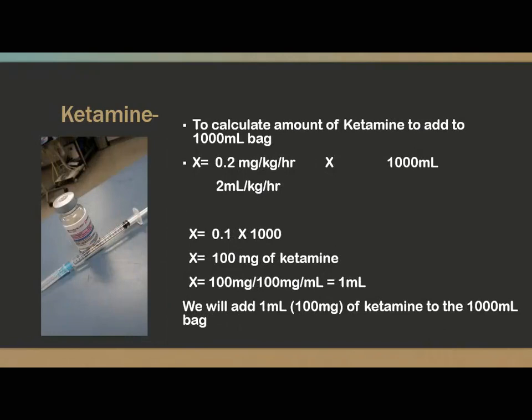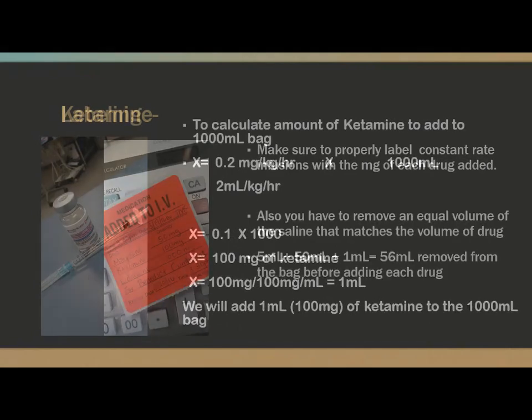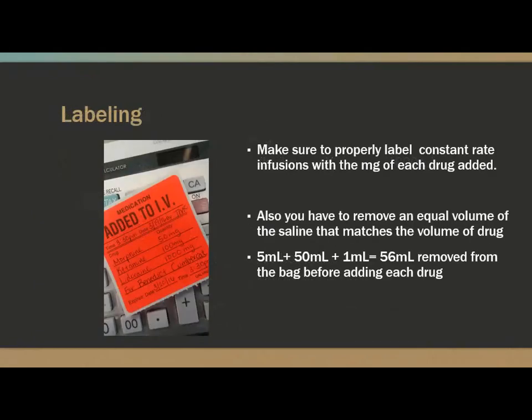So just be aware that for all of this volume that I'm going to be adding to the bag, I have to take out an equal part of saline. Okay? So for instance, if I have 5 mLs of morphine plus 50 mLs of lidocaine plus 1 mL of ketamine, that's 56 mLs total of drug I'm adding to the 1,000.